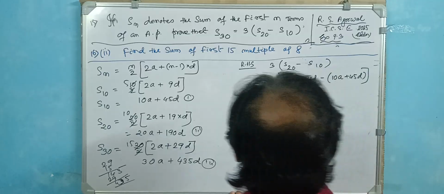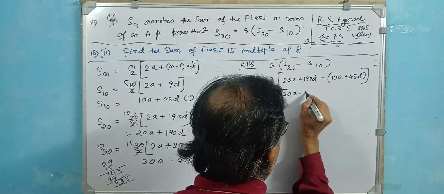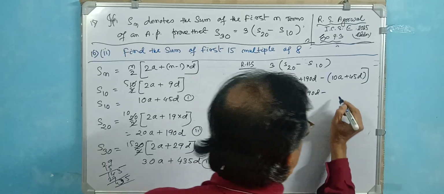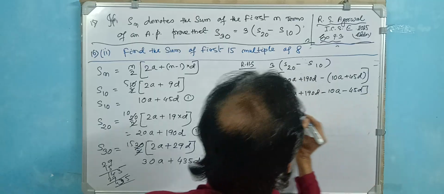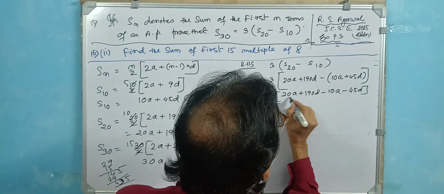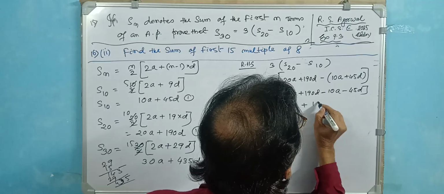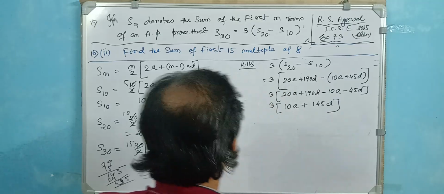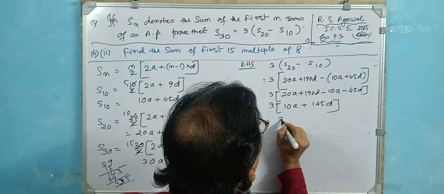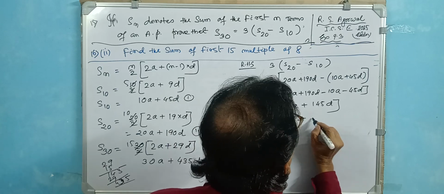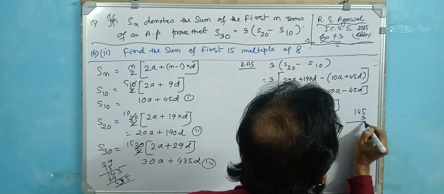Don't panic at any sum. So 3 bracket 20a plus 190d minus 10a plus 45d. No problem. So 3 bracket: 20a minus 10a is 10a, and 190d minus 45d is 145d. Clear? If you multiply, this is 30a plus 3 into 145d. What is 145 into 3?